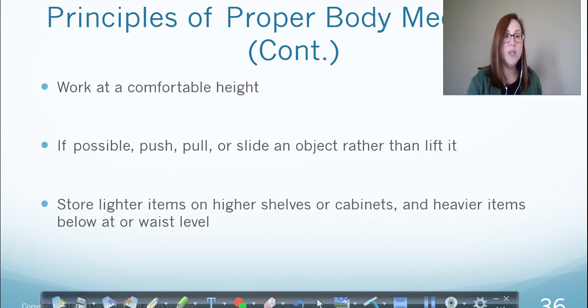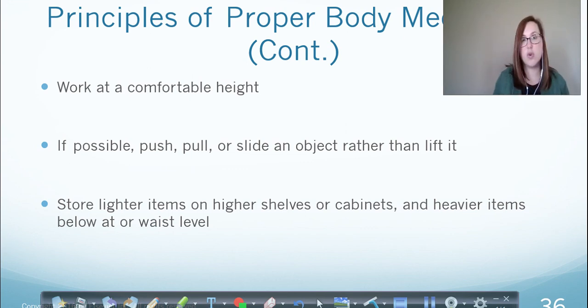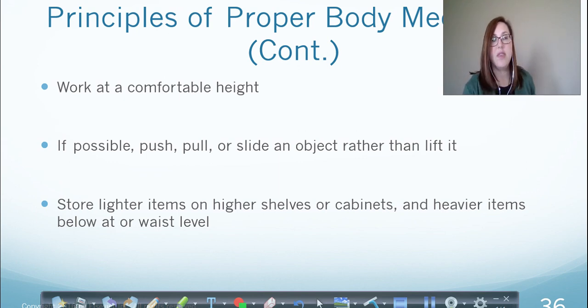If you're pushing, pulling, or sliding an object rather than lifting it, that's going to help conserve energy and put less stress on your back. And of course, storing those lighter items on higher shelves and cabinets, and then the heavier items below or at your waist level. And that's just, again, you're keeping that strain off of your back.